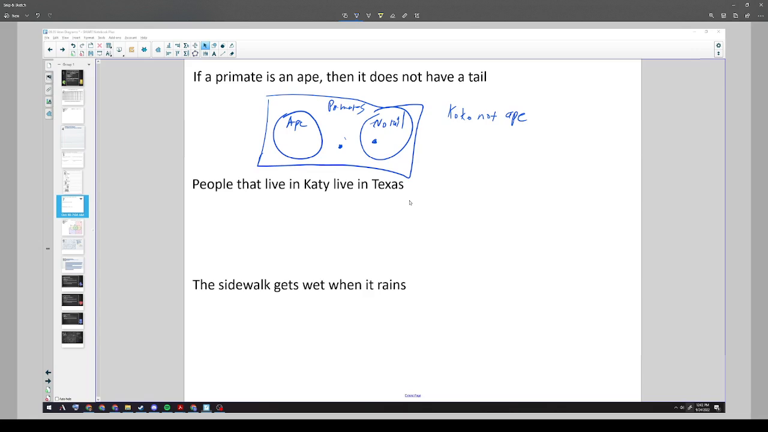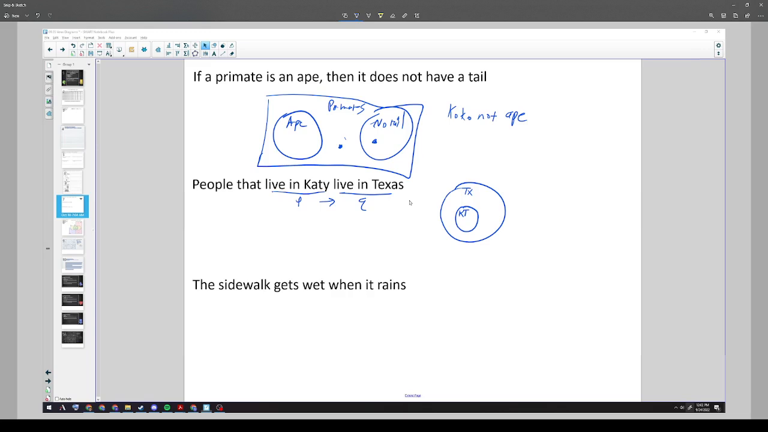This one, we have people that live in Katy live in Texas. So live in Katy is a P, and live in Texas is a Q. And we have if P, then Q. So that means that we have a conditional of people that live in Texas, and within that, people that live in Katy.